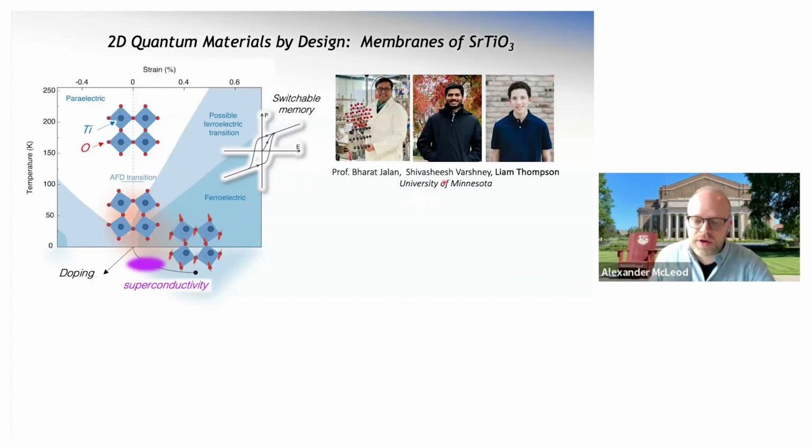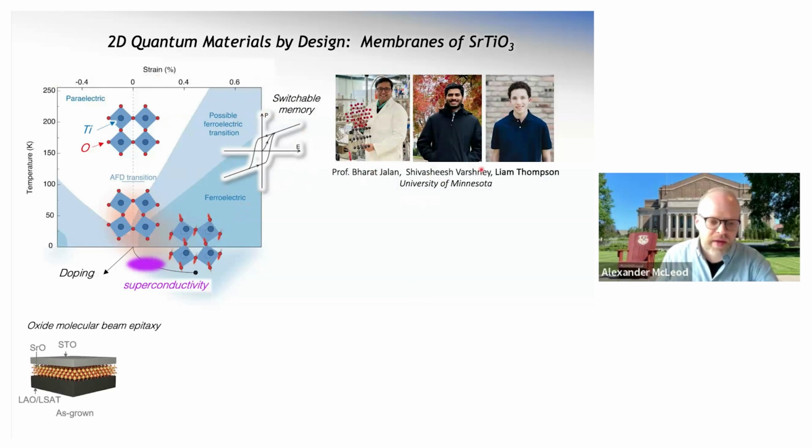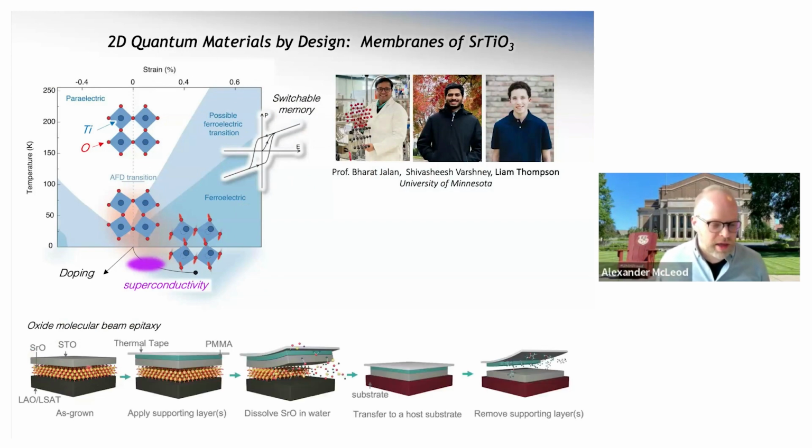So our collaborators at University of Minnesota, Bharat Jalan and his student Shivashish, have developed this absolutely fantastic method to take these oxide materials and grow them with molecular beam epitaxy, but not just grow them on top of a substrate, grow them on top of some sacrificial layer, which is like a rock salt layer that can actually be washed away with water, okay? And then by peeling away the top membrane, or what was originally a film and is now a membrane, that membrane of the strontium titanate, in this case, can be put now onto any sort of substrate that we want.